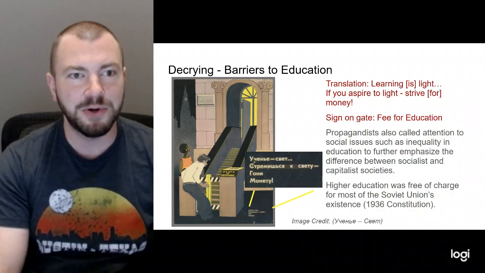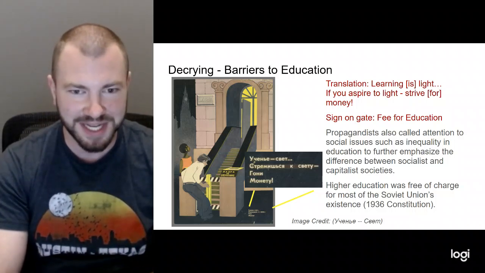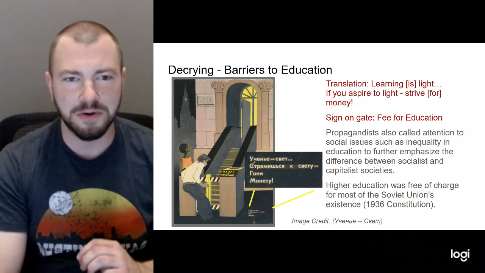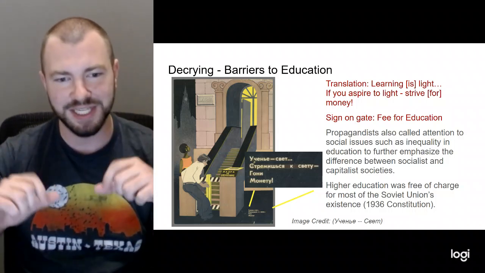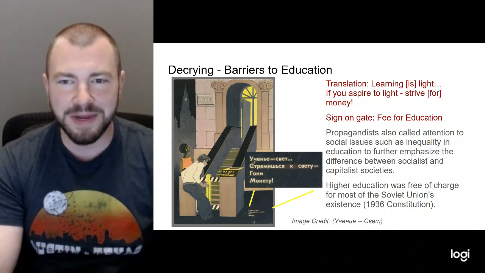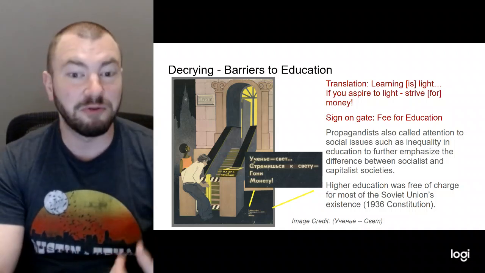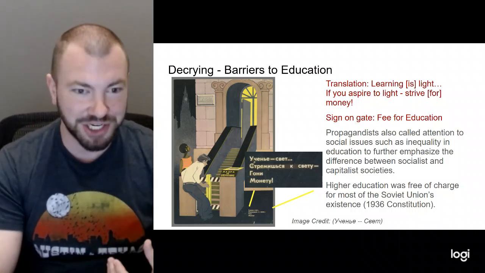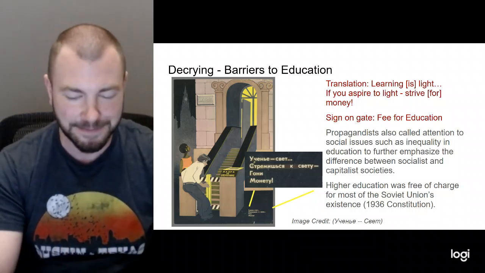And this is our final poster. This is, again, decrying the evils of the West. And this one is focused on barriers to education. So the translation, I've gone ahead and enlarged this because it's very fine print in the original poster. It basically says learning is light, and if you aspire to light, strive for money first. Like, if you want an education, if you want that light for yourself, you'd better come with some money.